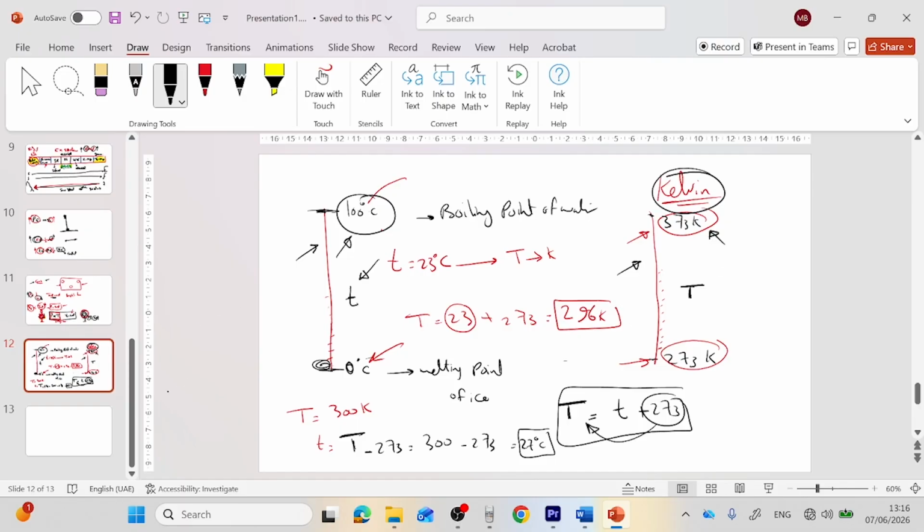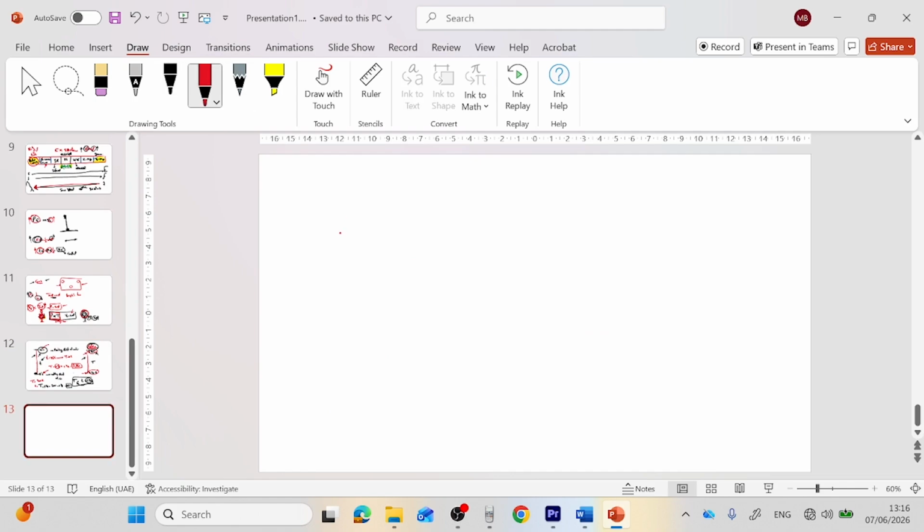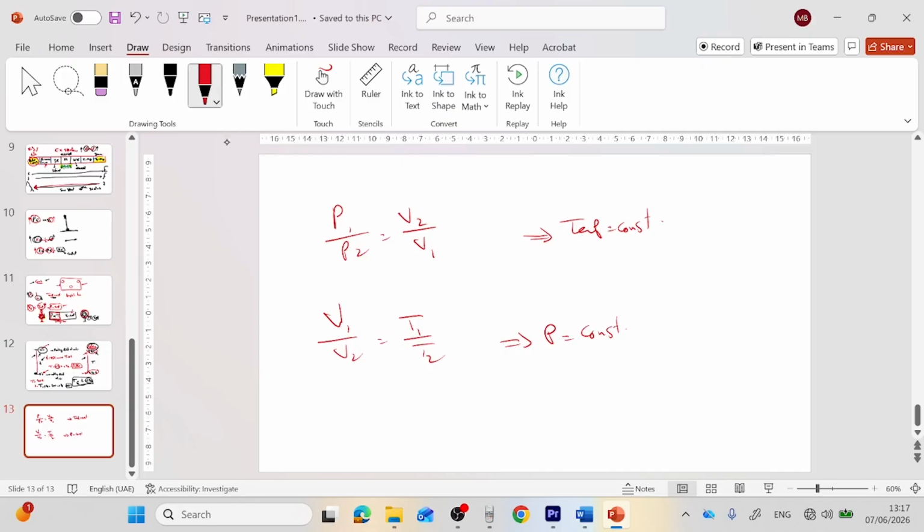This is important for gas laws. For gas laws, P1 over P2 is equal to V2 over V1 because they are inversely proportional when the temperature is constant. This is called Boyle's law. V1 over V2 is equal to T1 over T2. This is correct when the pressure is constant. This is called Charles' law. And the temperature here should be in Kelvin.